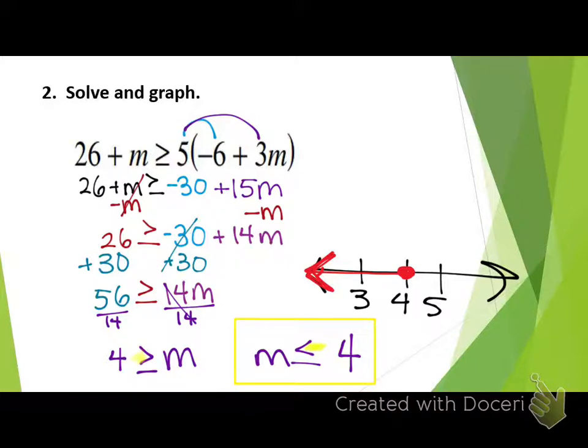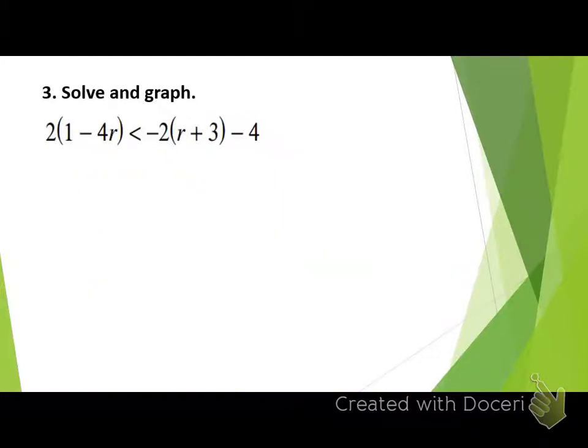All right, so we have an easy one, this one's medium, and then we have a more difficult question. This one's only more difficult because we're going to distribute twice. So let's distribute the 2 first. 2 times 1 is 2. 2 times negative 4r is negative 8r.